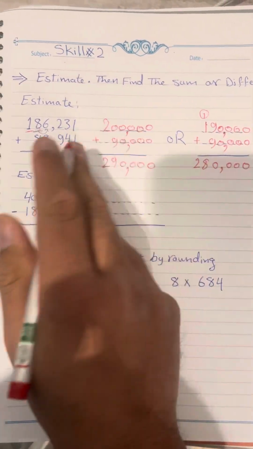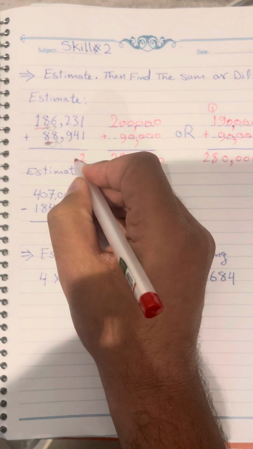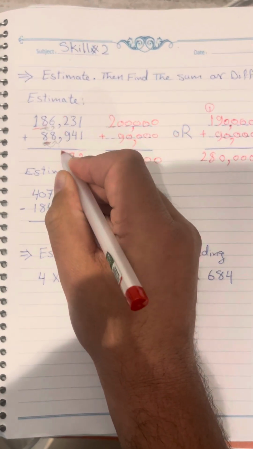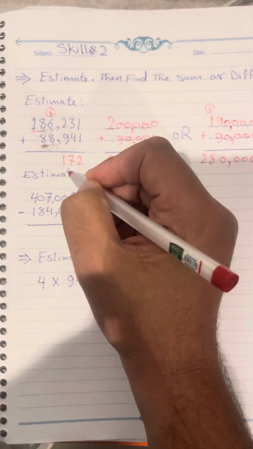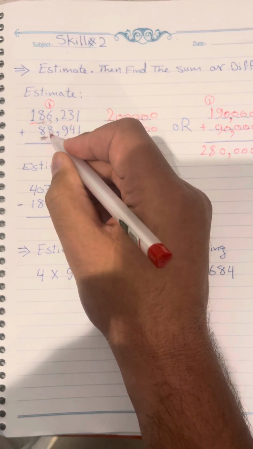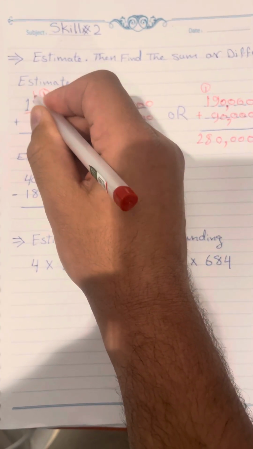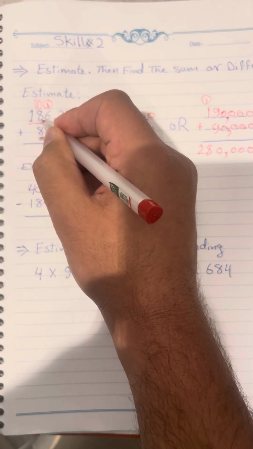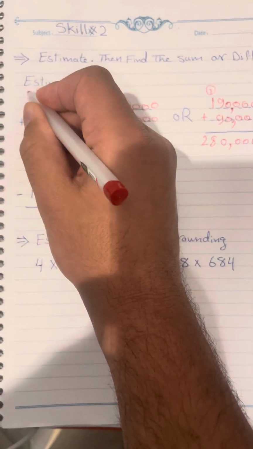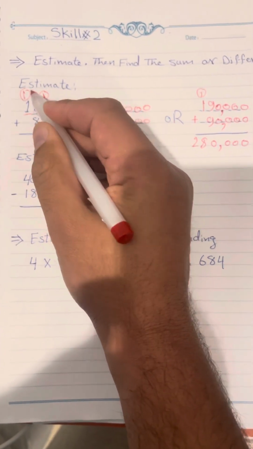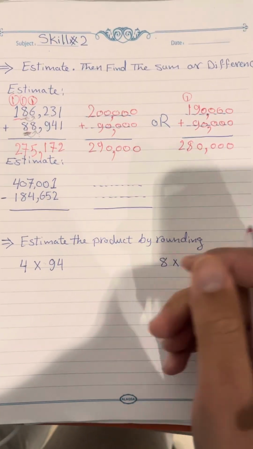Okay, and do not forget to make the addition here. So 1 plus 1, 2. 3 plus 4, 7. 2 plus 9, 11, 1, carry up 1. Okay, 1 plus 6, 7. 7 plus 8, 15, 5, carry up 1. 1 plus 8, 9. 9 plus 8, 17, 7, carry up 1, or regrouping. 1 plus 1, 2. Don't forget to put the comma. Here is for addition.